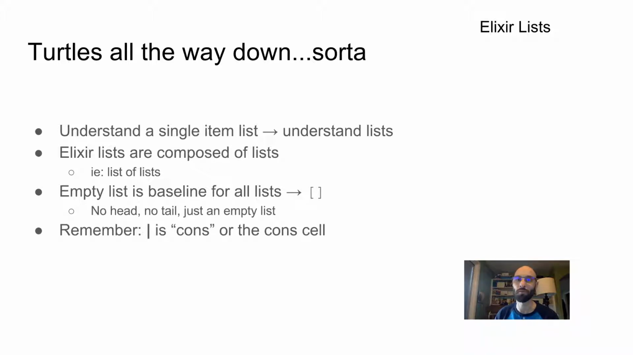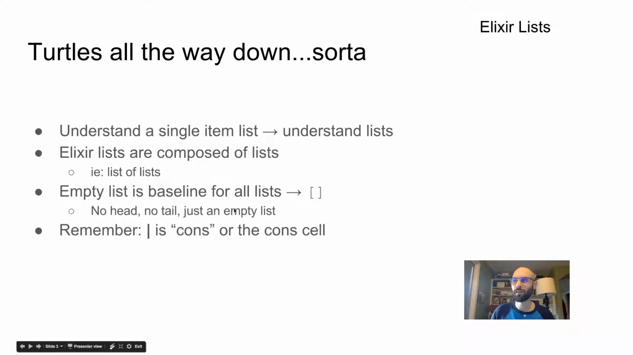It comes from cosmology, and it's the idea that things that are complex are on top of things that are complex that are on top of things that are uncomplex, and they just continue to go down, just like a stack of turtles. To understand a list, you have to understand a single item of a list. And when you understand the single item of a list, you understand a list. Lists are composed of lists, what we call list of lists.